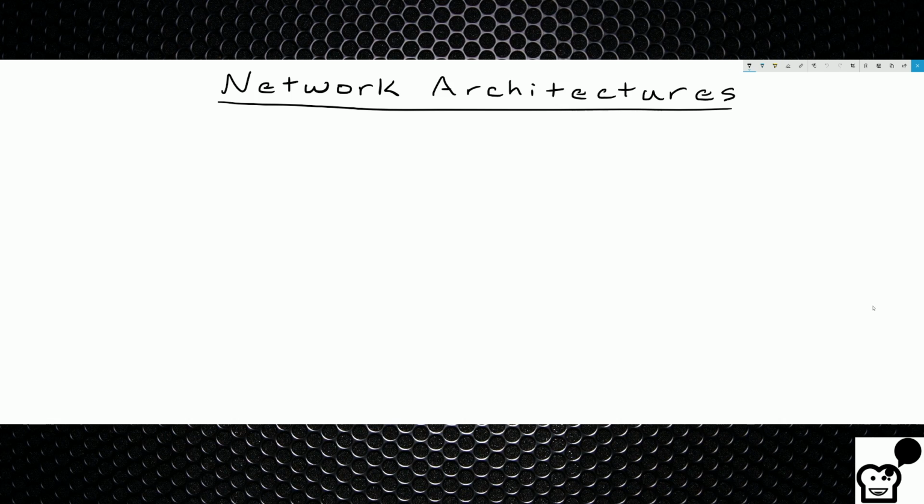So this video today is about the different network architectures that are covered in the ICND1 exam. And there's really only 2 of them that we're going to talk about. The first one's going to be the 3-tier, and the second one is going to be called the collapsed core. Now these are both more or less logical topologies. They're not a physical layout of the equipment.